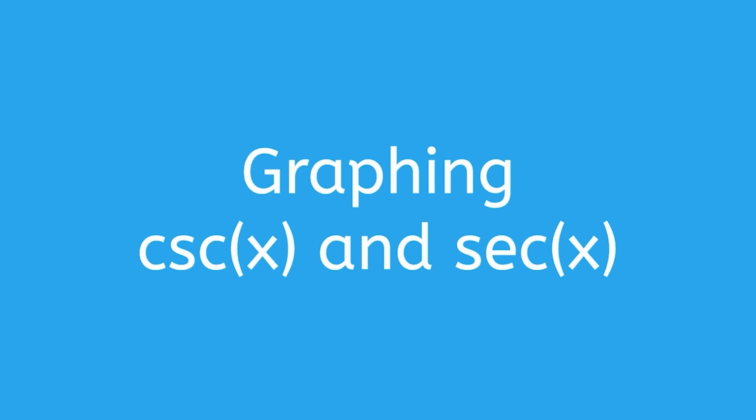Since you're already masters of graphing sine and cosine curves, you'll be happy to know that whenever you graph a cosecant or secant function, you'll start by graphing its associated trig function, sine or cosine, and then add in the asymptotes and curves. Check it out.